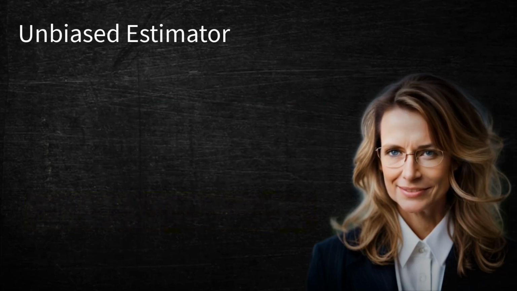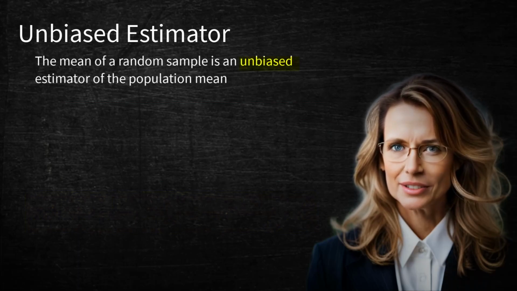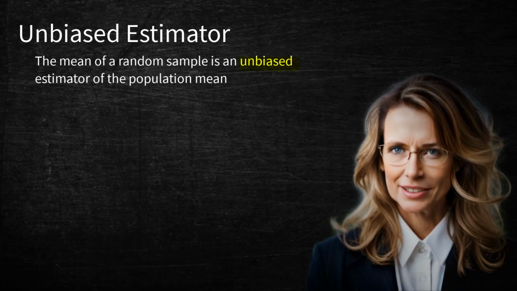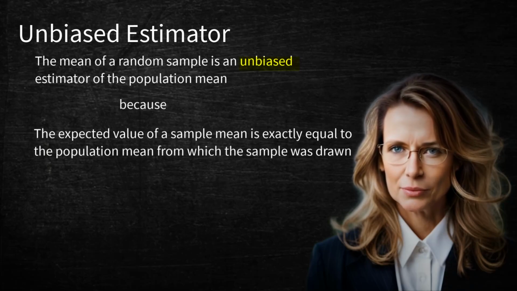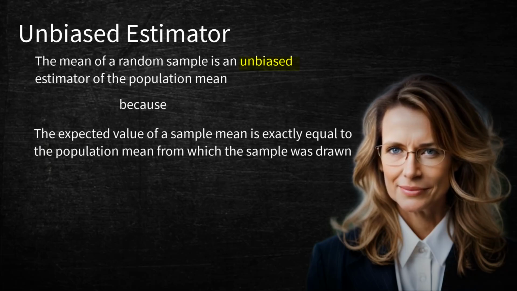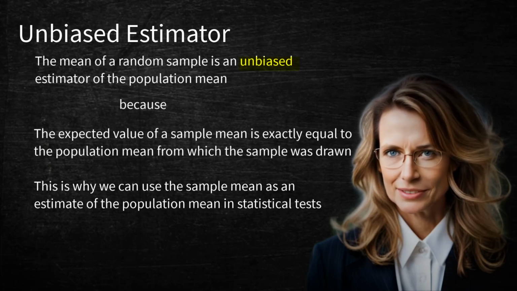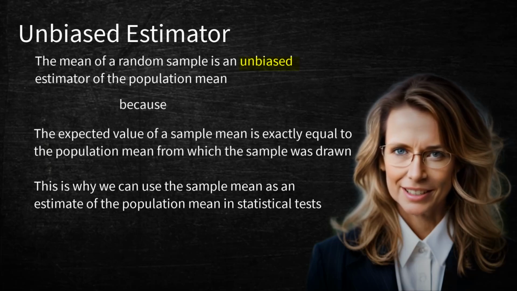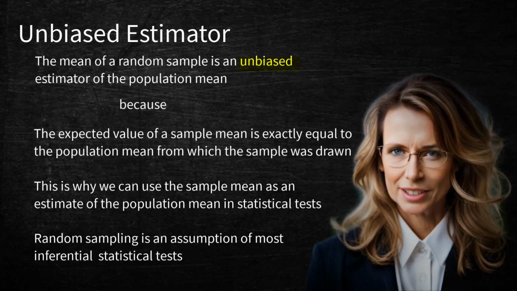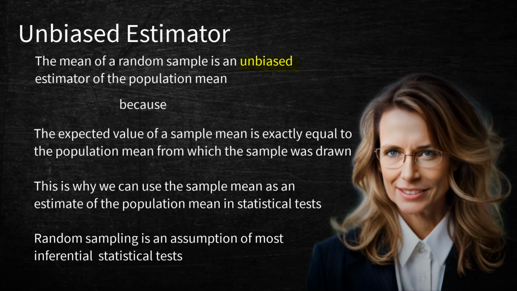This allows us to say that the mean of a random sample is an unbiased estimator of the population mean. It is unbiased because its expected value will be exactly equal to the population mean from which those samples were drawn. This is the justification for using the sample mean as an estimate for the population mean when we draw conclusions from statistical procedures like ANOVA, and why an assumption of most inferential statistical tests is that the samples being tested are random samples from the population of interest.